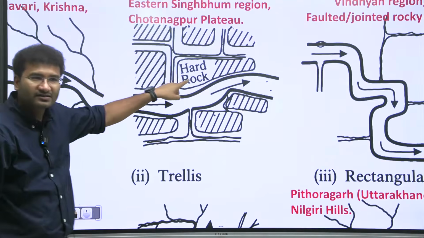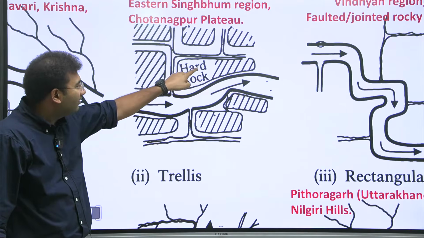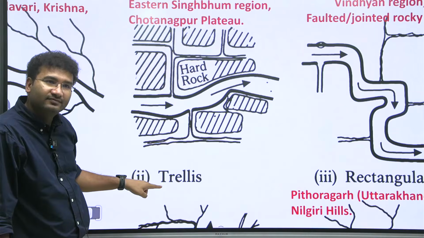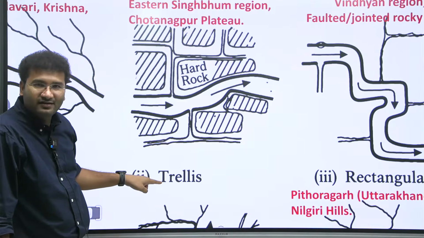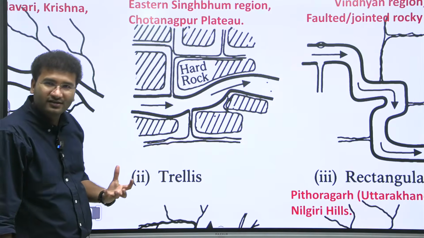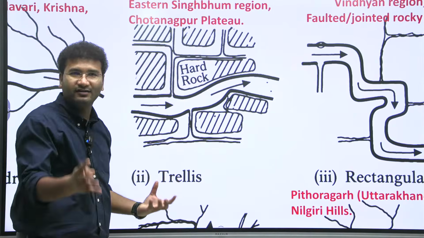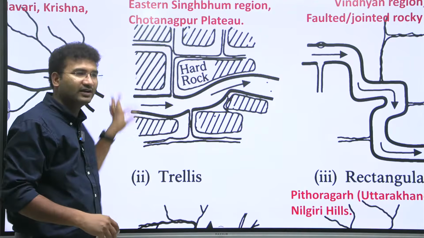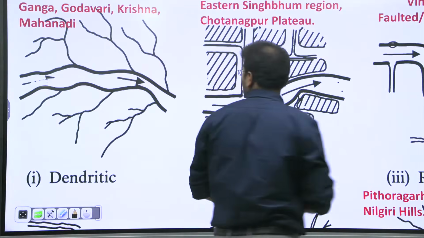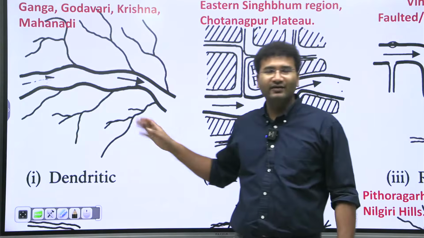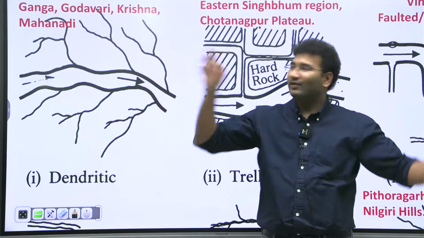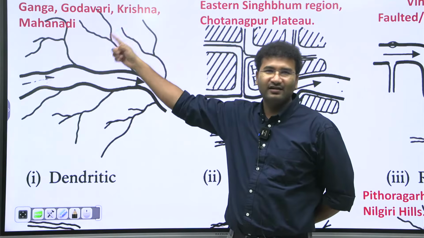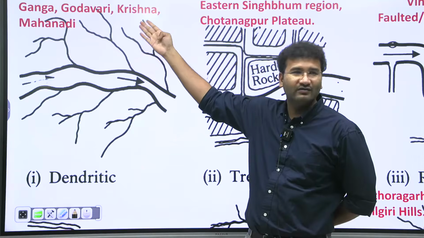if rocks are hard rock, like the eastern Singhbhum region and Chota Nagpur region, you will find trellis. Trellis means what? Whenever you have hard rocks, the river is not able to cut here, there, and it is making a small softer path, and this is called trellis. But if the rocks are not hard, the river can easily move in whatever direction it wants. When you look from space, this is how it looks. This is called dendritic. Examples are Ganga. Ganga is dendritic, Godavari, Krishna.